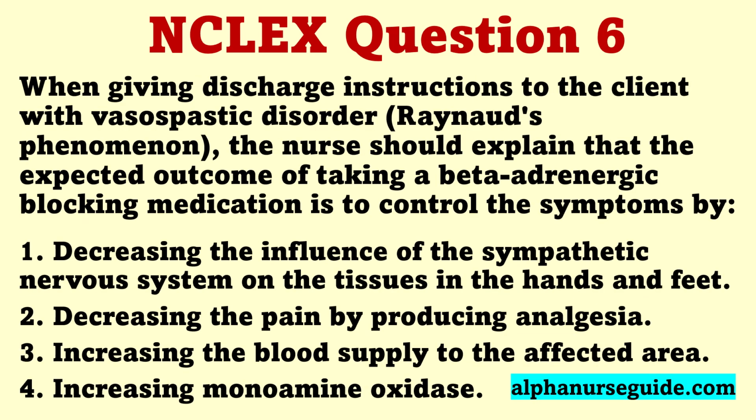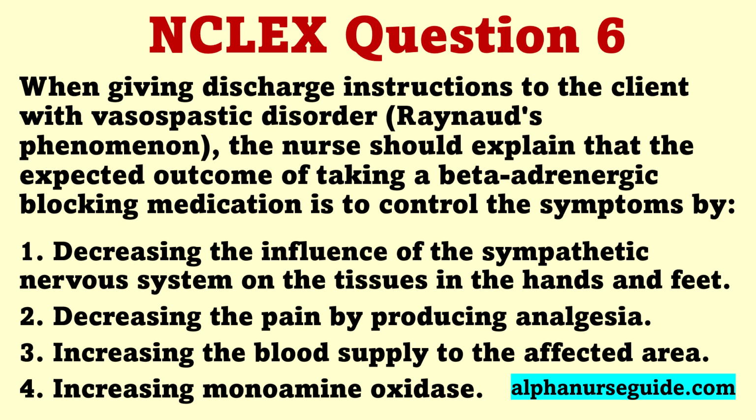When giving discharge instructions to the client with vasospastic disorder, Raynaud's phenomenon, the nurse should explain that the expected outcome of taking a beta-adrenergic blocking medication is to control the symptoms by 1. Decreasing the influence of the sympathetic nervous system on the tissues in the hands and feet. 2. Decreasing the pain by producing analgesia. 3. Increasing the blood supply to the affected area. 4. Increasing monoamine oxidase.